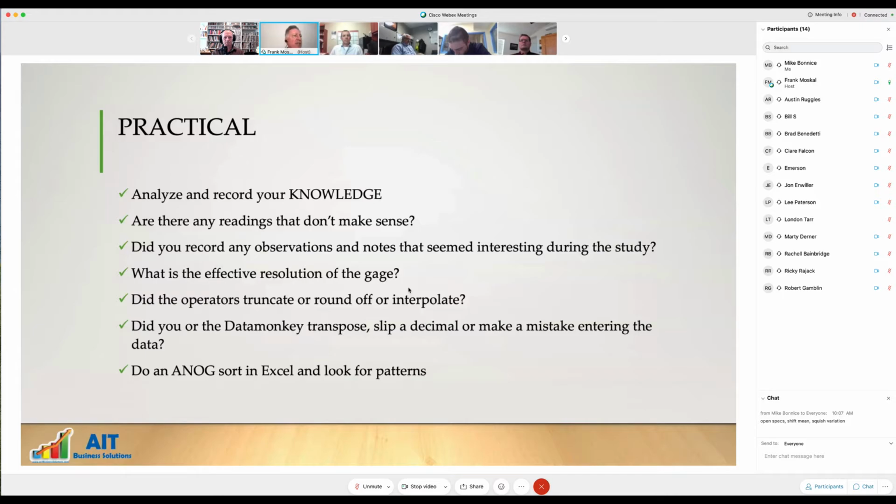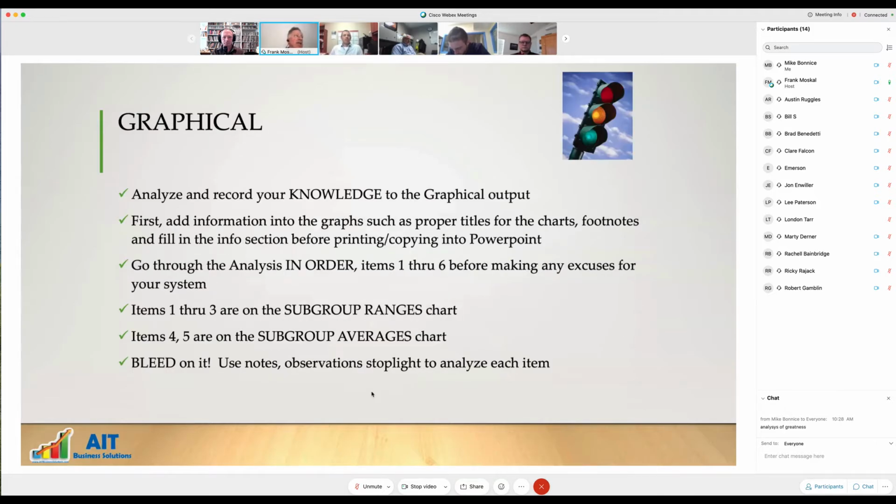Does anybody remember what ANOG means? Analysis of good. Analysis of good, right? It's kind of a tongue-in-cheek process, but the idea is very simple: sort by Y and look for patterns in the different factors. And the factors in this case could be the operators. You know, one operator tends to be measuring on the high side or the low side. If you see it in the ANOG, you better expect to see it in the graphical and the analytical.